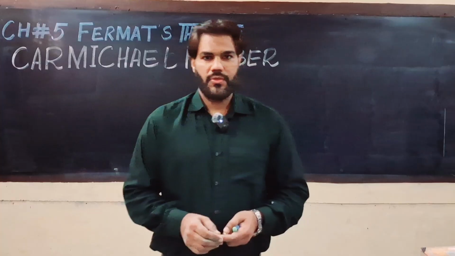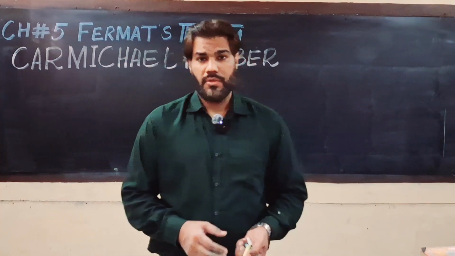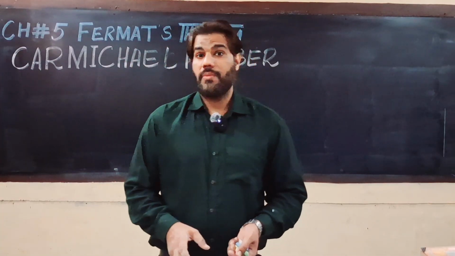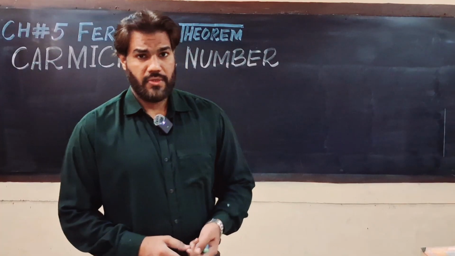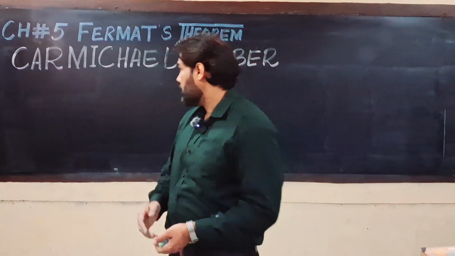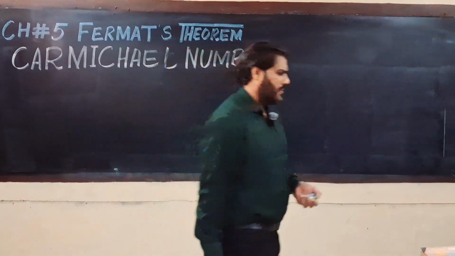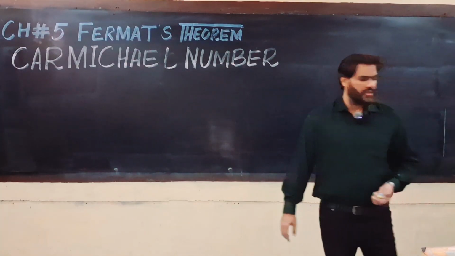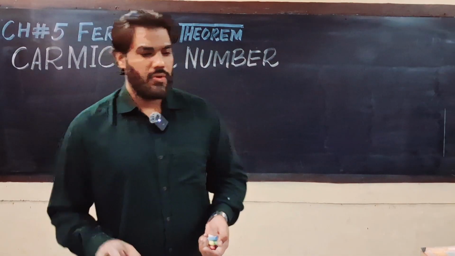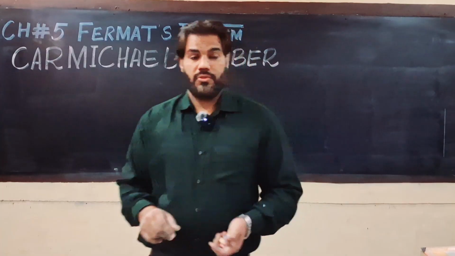From the last two lectures, we are discussing pseudoprimes. I hope you have seen those lectures. In today's lecture, we will discuss one of the most important pseudoprimes, that is the Carmichael number, named after the American mathematician R.D. Carmichael, Robert Daniel Carmichael. He found the Carmichael number. What is a Carmichael number actually?